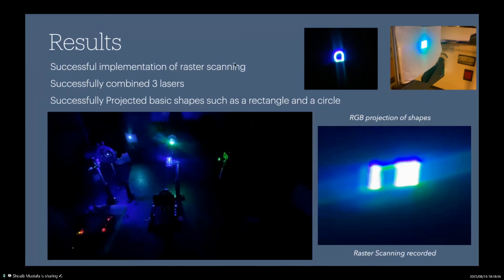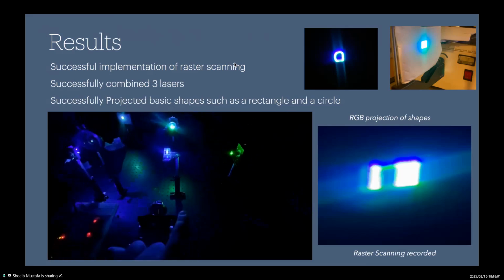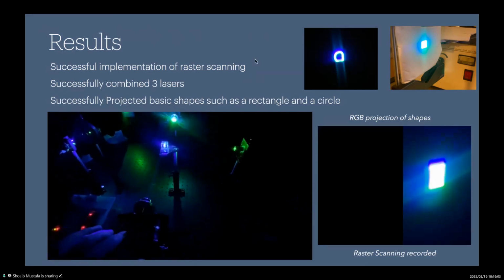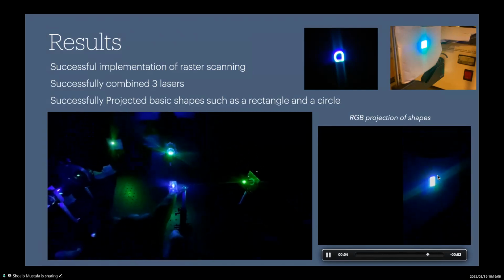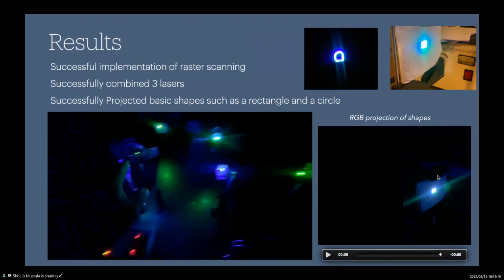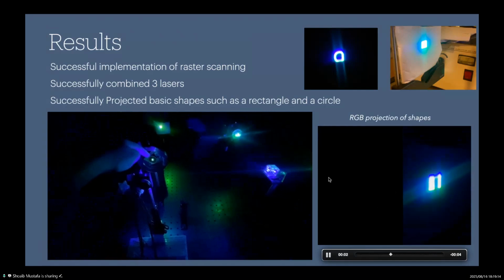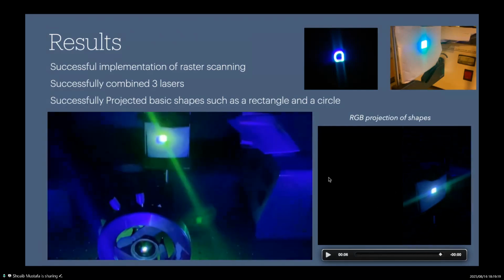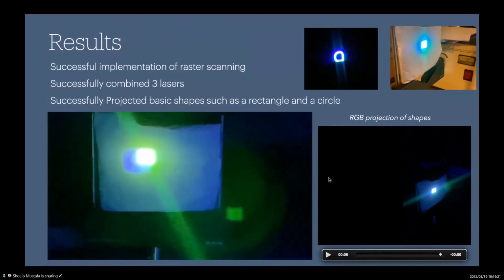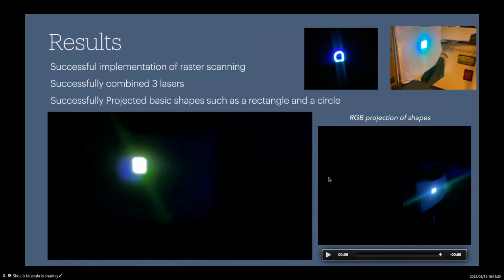These are our results, how what had happened. This is the final setup, and this is the kind of raster scanning that we have achieved. As you can see, it's going from top to bottom and right to left, as seen in the video. And we achieved multicolored, multi-shaped bitmaps projecting onto the screen. We gave it a circle as well as a square to test its ability to draw them.